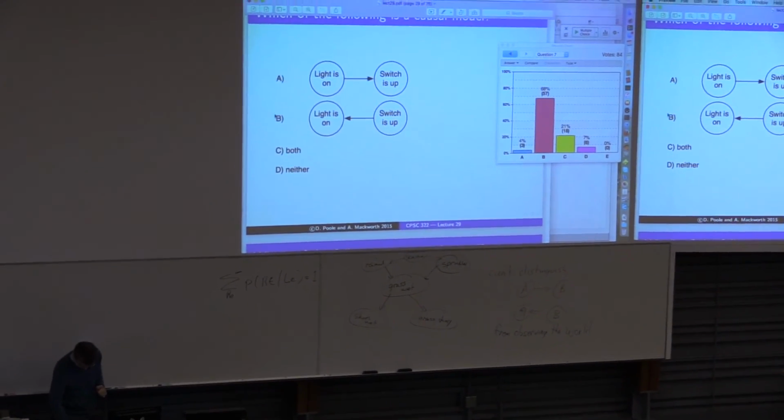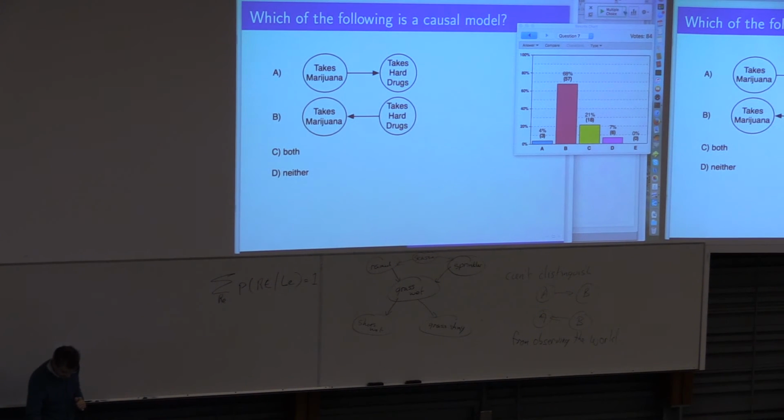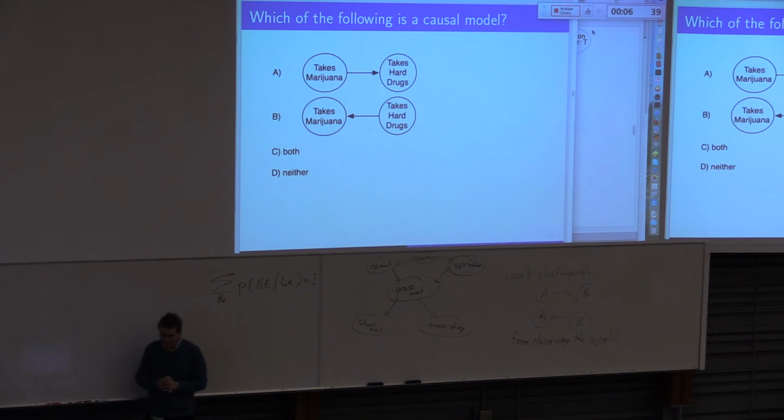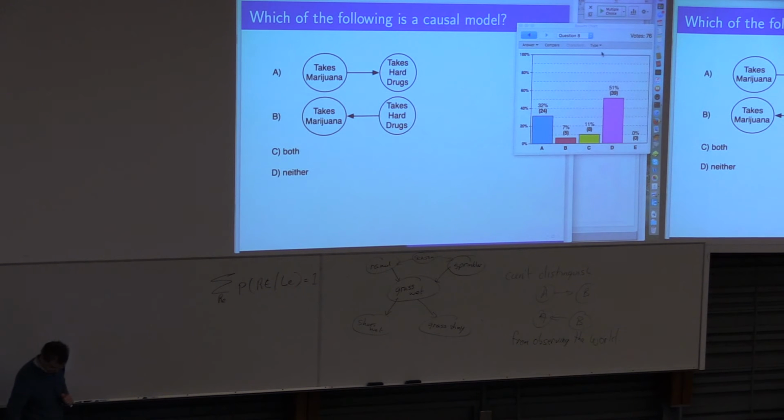All right, new question. Oh, why did it close? All right, new question. Which of the following is a causal model? If you take marijuana, it leads to taking hard drugs. If you take hard drugs, it leads to marijuana. Are they both, or is it neither? All right, let's go 3, 2, 1. Oh, that's interesting.